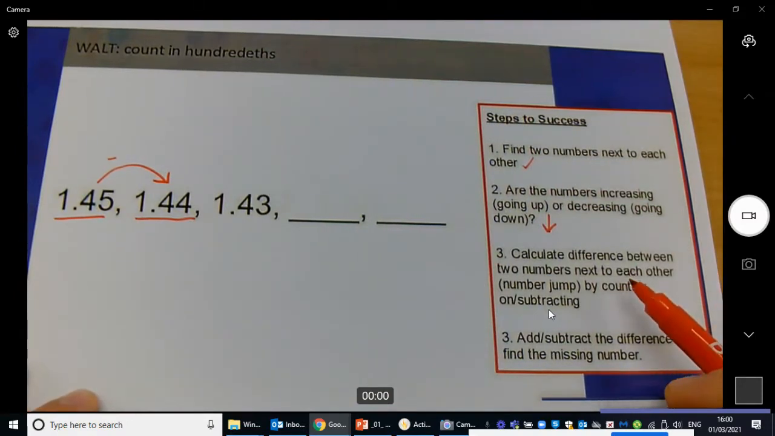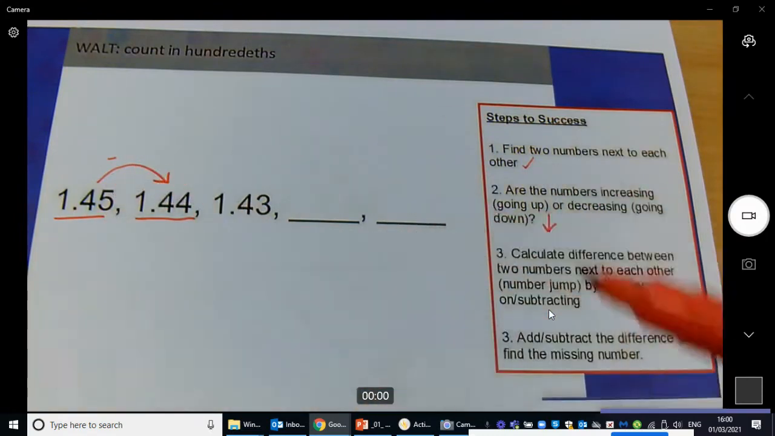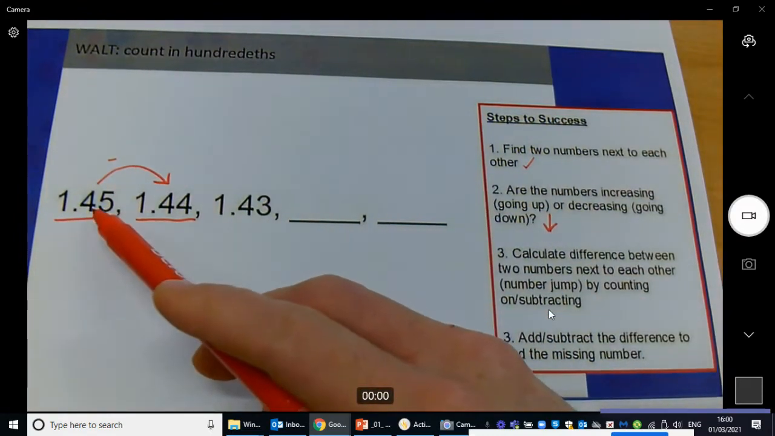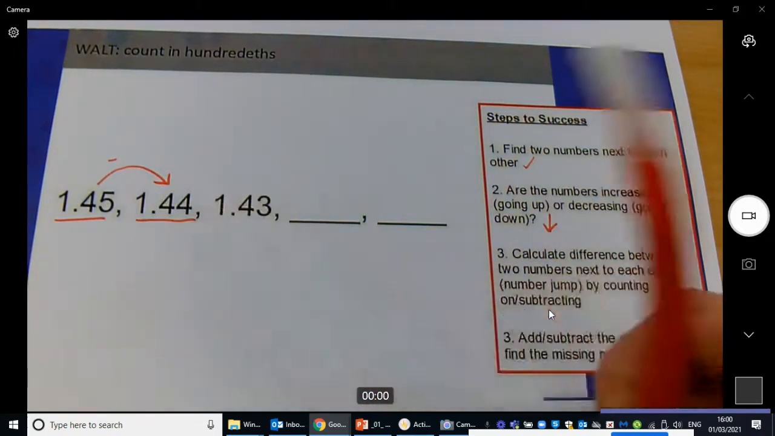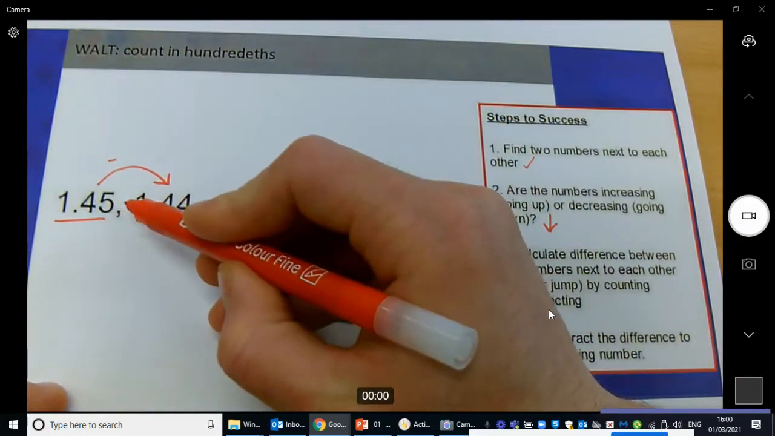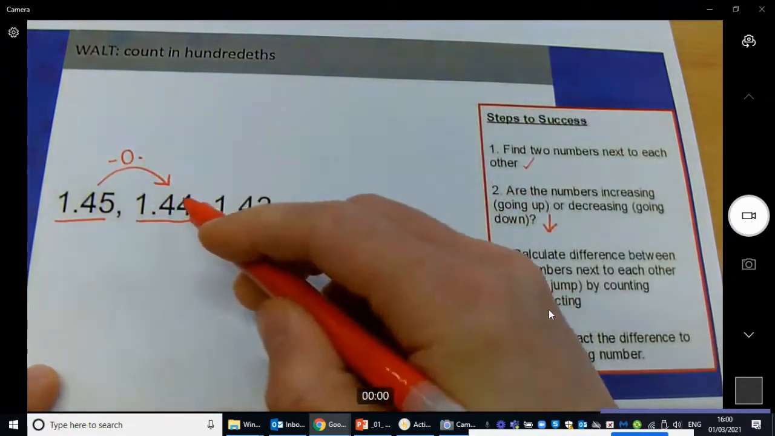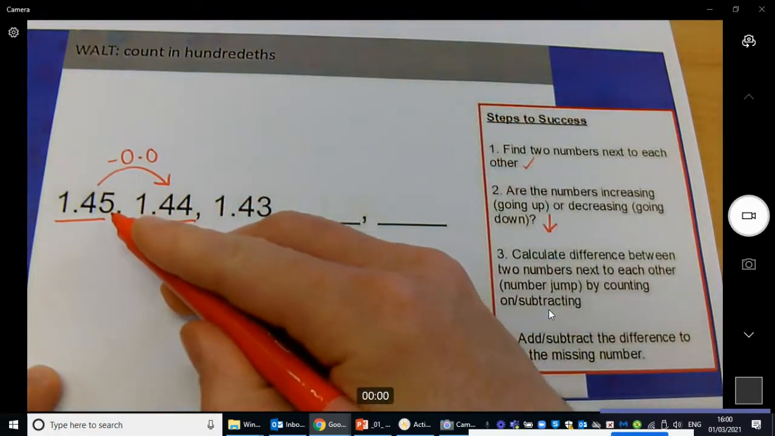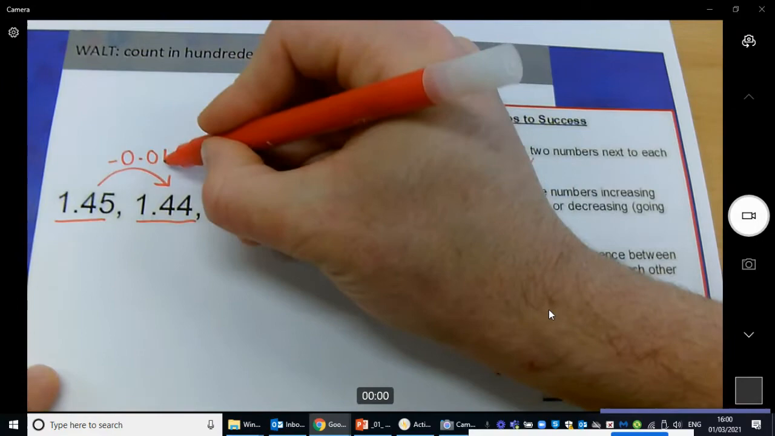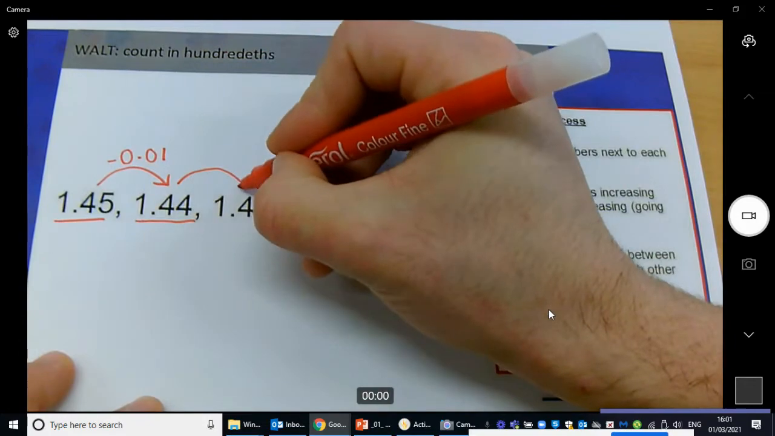Step 3, calculate the difference between the two numbers next to each other. So what I mean by difference is, what number jump is it making to get from 1.45 to 1.44? Well, in order to get from 1.45 to 1.44, that is going to be 1 of the hundredths. So 0 ones, because it's not going down in ones, it's not going down in tenths, but it is going down from 5 to 4 hundredths. So it's going down by 0.01 each time.